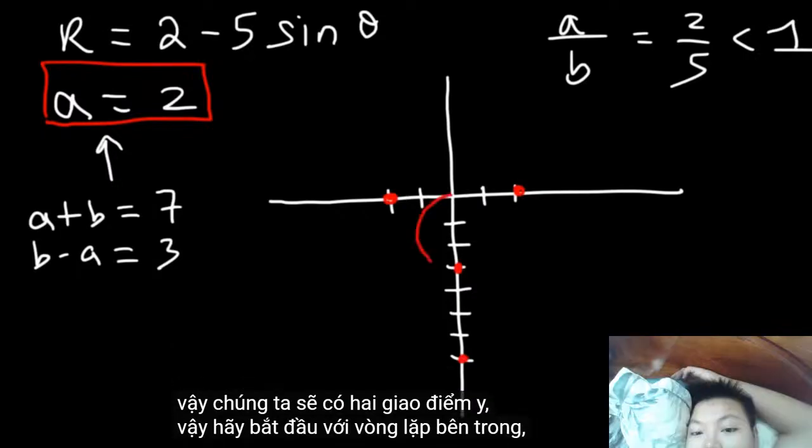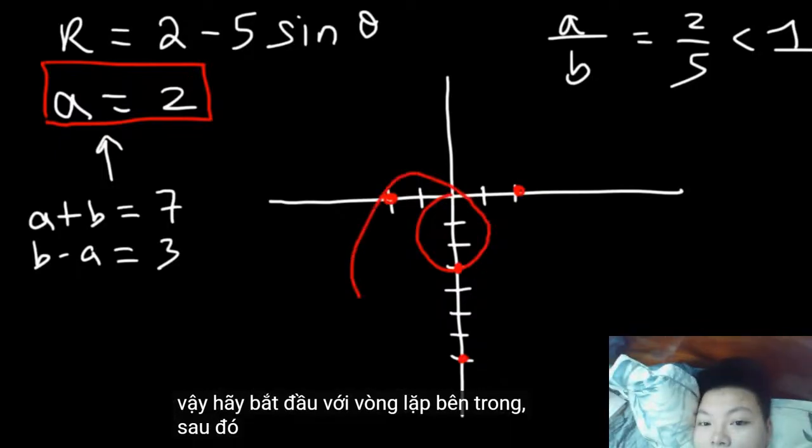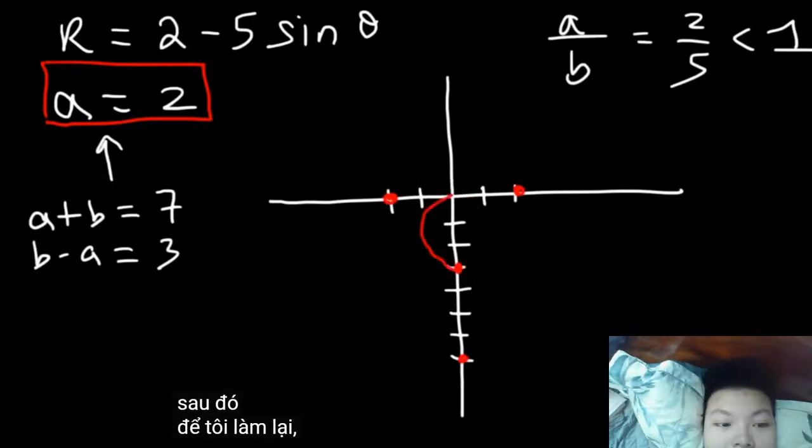So let's start with the inner loop. And then let me do that again. And then let's get the x-intercept.